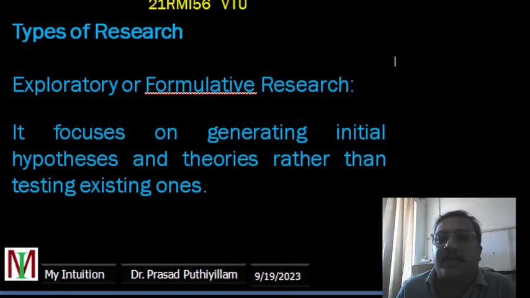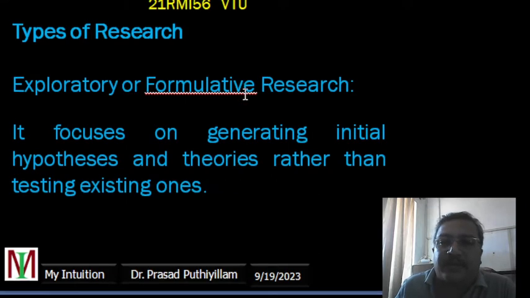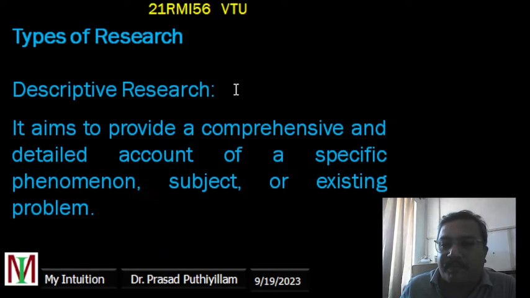The first one is exploratory or formulative research. This type of research focuses on generating initial hypotheses and theories rather than testing existing ones. For example, an engineer may conduct exploratory research to explore innovative materials for sustainable construction without having a specific hypothesis in mind. Whatever the available things, we are exploring them to do something without preparing a hypothesis.